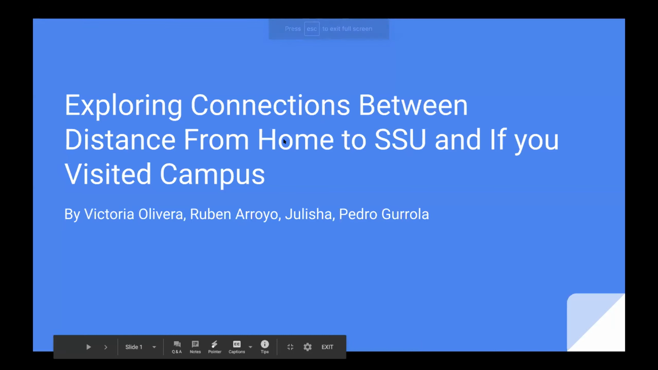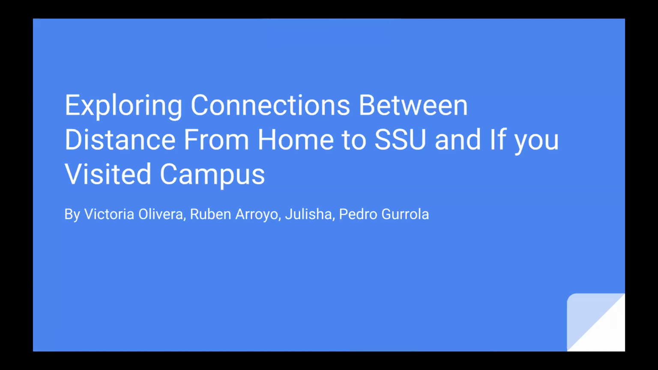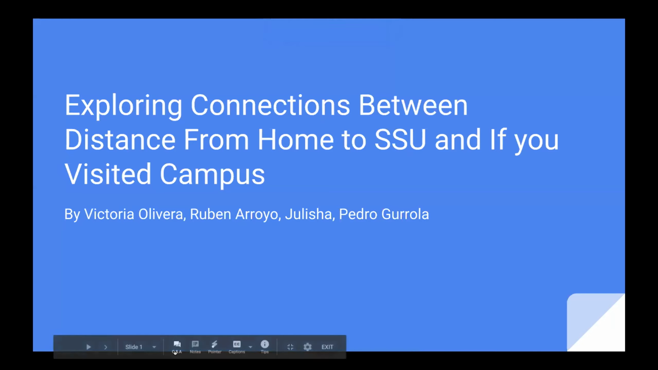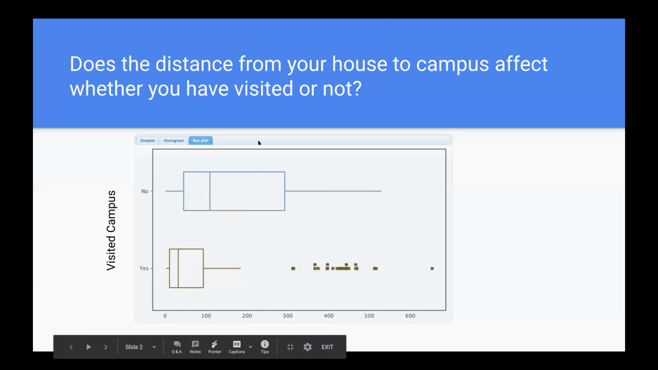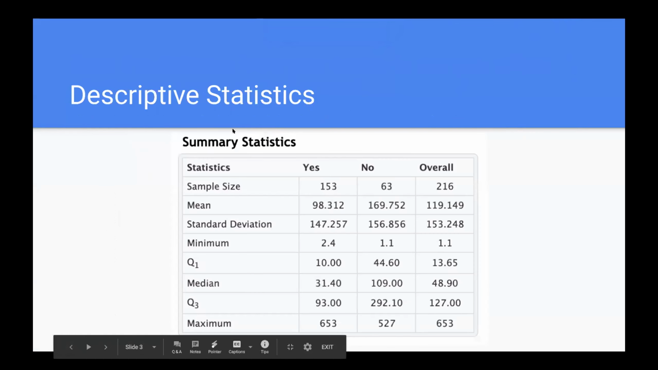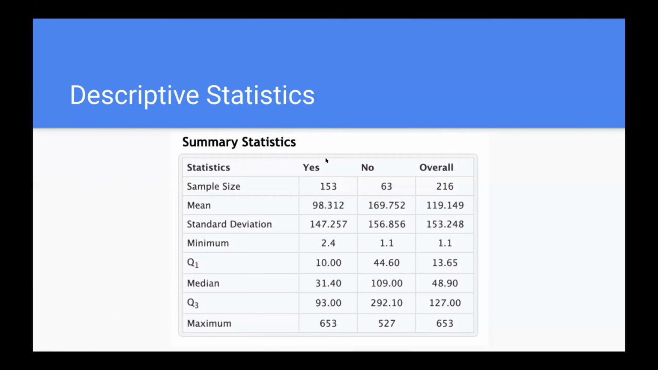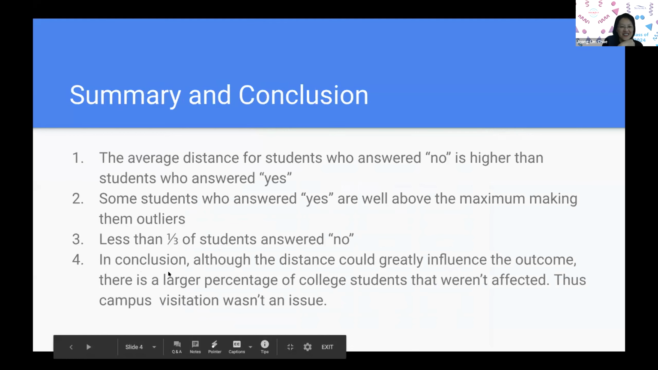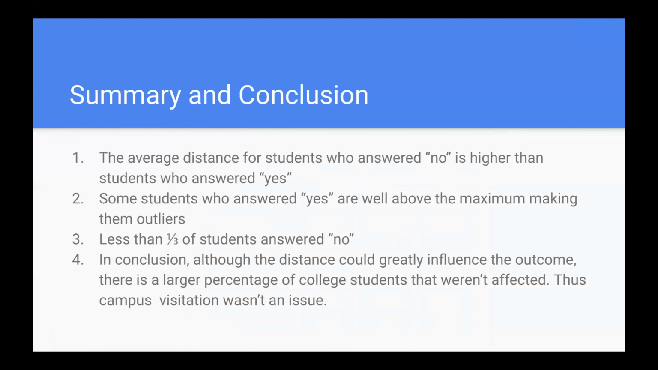So ours is exploring connections between distance from home to SSU and whether you visited campus. Our question is, does the distance from your house to campus affect whether you have visited or not? And here are the two box plots that came up when we put our data into StatKey. This is our descriptive statistics, or summary statistics. Sometimes it's a little hard to pronounce, right? Statistics. Okay. This is our summary and conclusion.